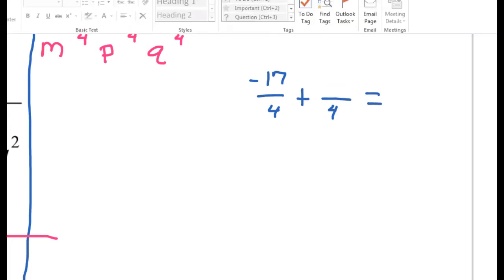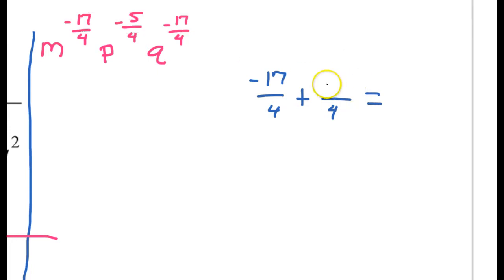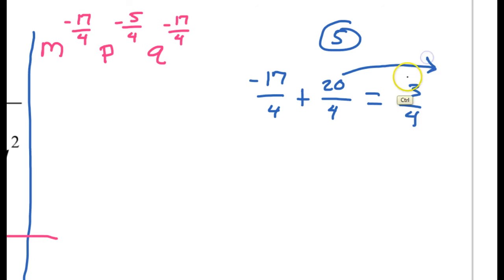But finally, what if I do 20 over 4? Because that's 5. Well, that's going to give me a positive. That's the first one that gives me a positive. So that's going to be 3 over 4. Once I find one that works, I'm going to subtract it from both sides and move it over there. So that'll give me negative 17 over 4 is equal to 3 over 4 minus 20 over 4.